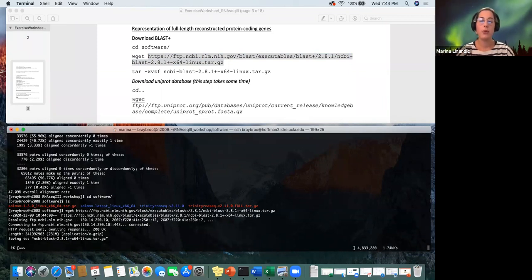Okay. So this is really useful, but I was troubleshooting this a lot because I couldn't get the BLAST to work.